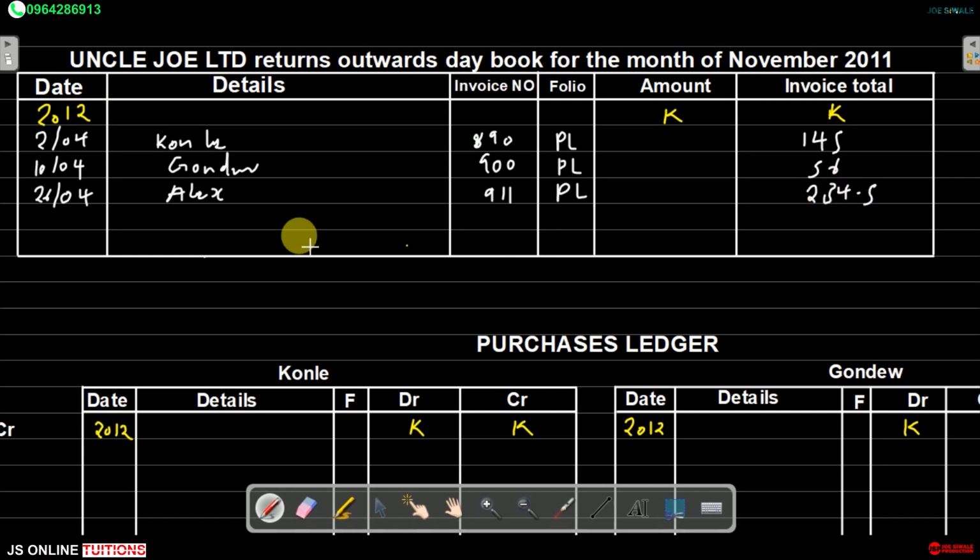234.5. Then since we are done recording our transactions, we can say 31st of April, and that is going to show total credit returns outwards. So you say total credit returns outwards, and that's going to be shown in the general ledger.